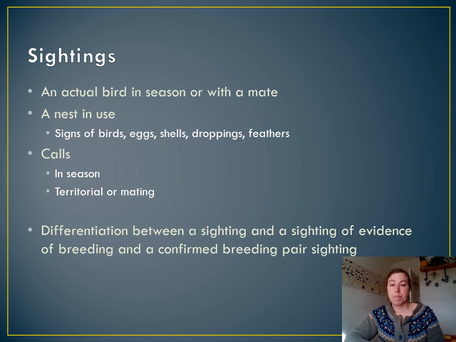The Breeding Bird Atlas in the past has differentiated a sighting and a confirmed breeding pair sighting. So just because the bird is in the area doesn't mean it's breeding in the area. This changes because we get things like snow geese that fly through seasonally, but don't actually breed here. So that's why we have that distinction.